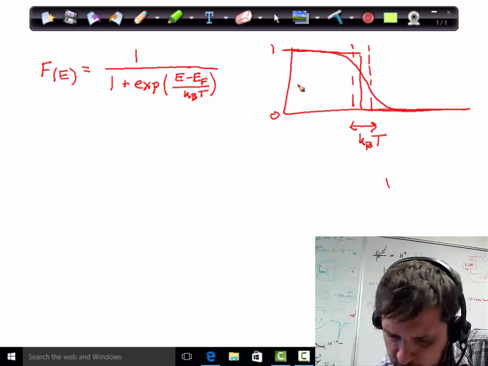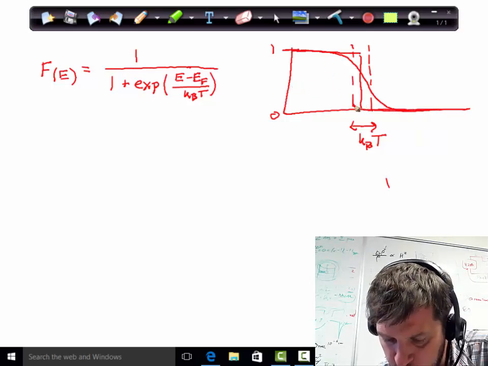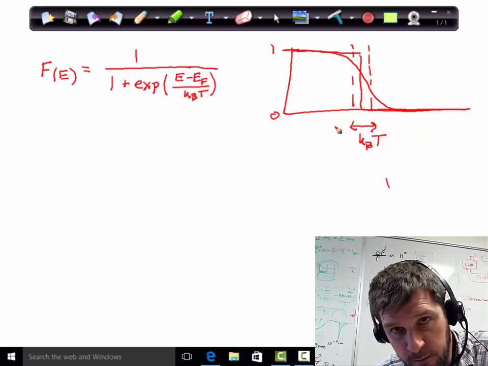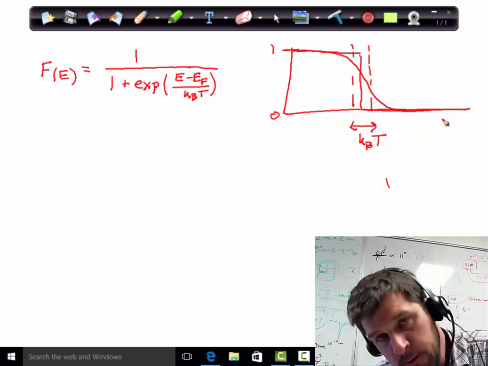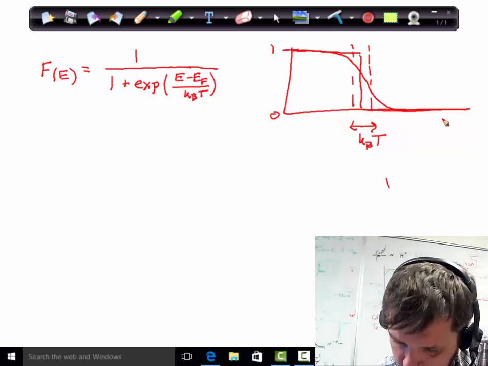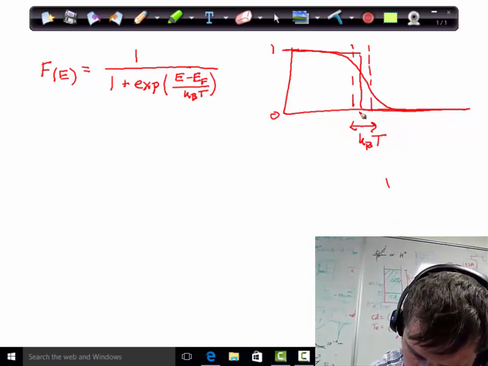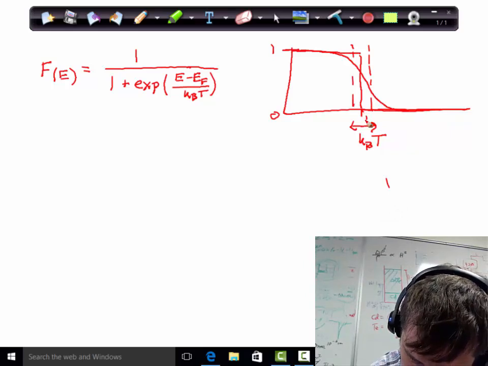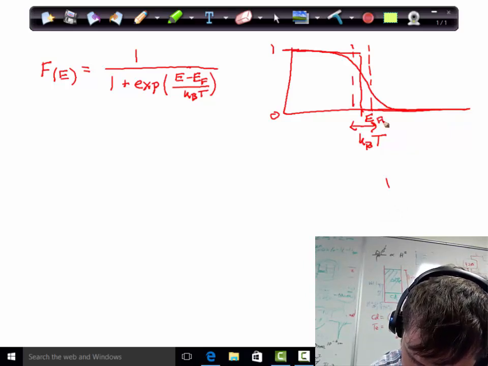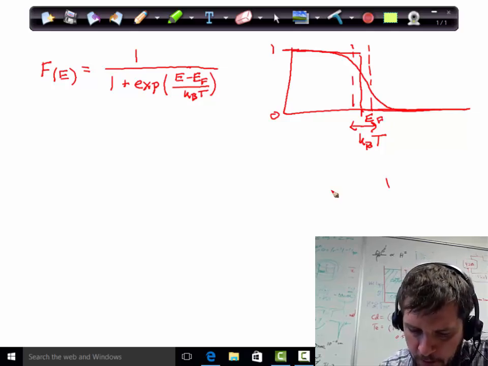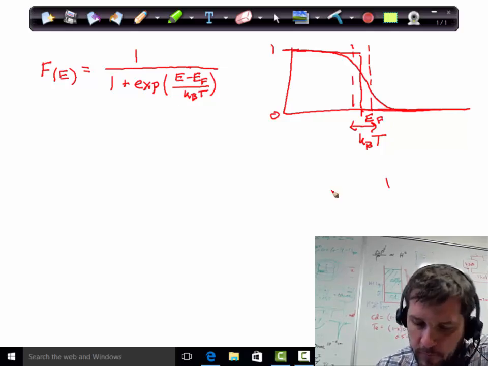So what this says is basically up to a certain energy, the quantum states are all full of electrons, and then above a certain energy, they're all empty of electrons, and that is strictly true at 0 Kelvin. So this energy that we're talking about, the EF, is the so-called Fermi energy.